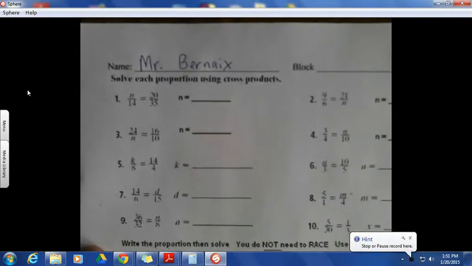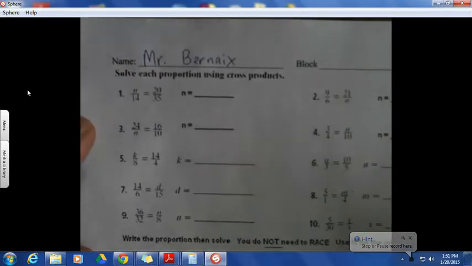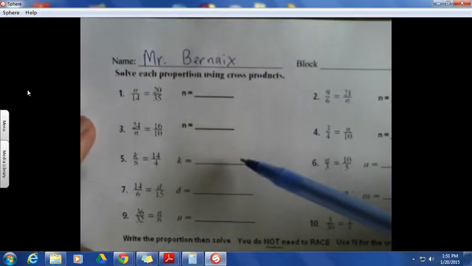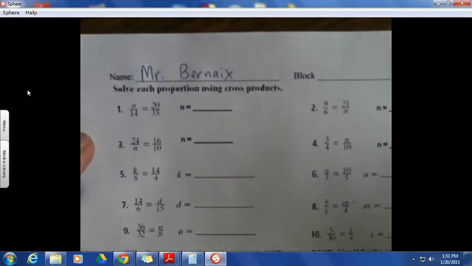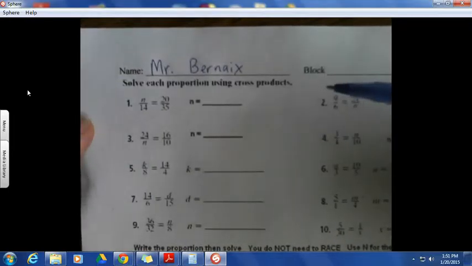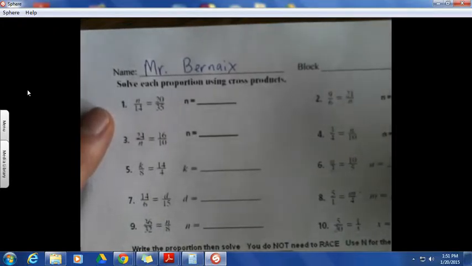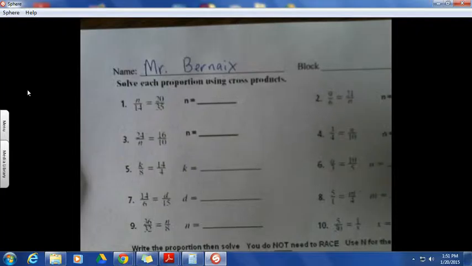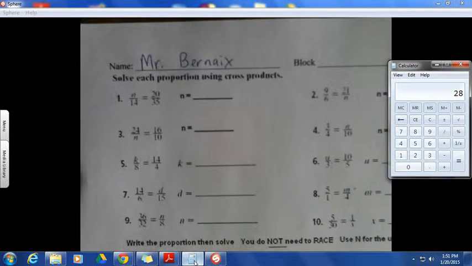Okay, I'm going to walk you through the first 5 problems. Actually, I'm going to do problems 1, 3, 5, 7, and 9 on your worksheet with you, so you can get an idea of how to solve for proportion using the cross products method. Remember, the cross products method is 2 steps: the first step is we multiply diagonals, and step 2 we divide by leftovers. So I will be using a calculator, which will appear on your screen right there.